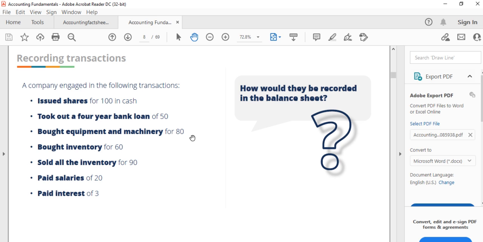So for the two ledger accounts involved here, whenever we are receiving cash, the transaction must always be recorded in the cash account. Since we are taking a loan, we're going to be receiving cash of $50, and at the same time we'll be owing the bank this amount. So we're going to debit our cash account with $50.